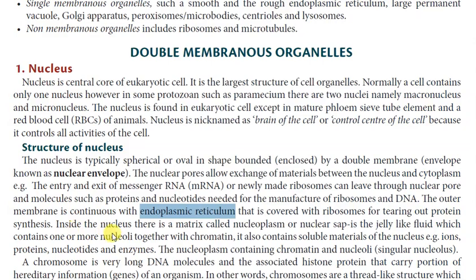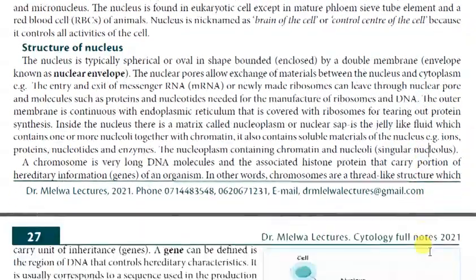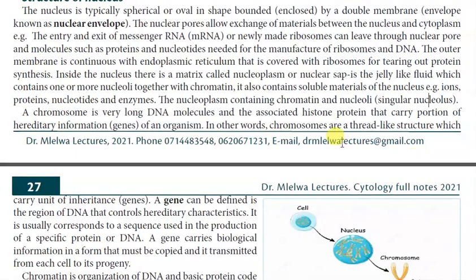From there, inside the nucleus, there is a matrix called the nucleoplasm or the nuclear sap. The nucleoplasm or the nuclear sap is the jelly-like fluid which contains one or more nucleoli. Together with the chromatin, it also contains soluble materials of the nucleus such as ions, proteins, nucleotides, and enzymes. The nucleoplasm contains chromatin and nucleoli, where nucleoli is plural, and if it is one I call it a nucleolus. You see, we have chromatin together with the nucleolus.